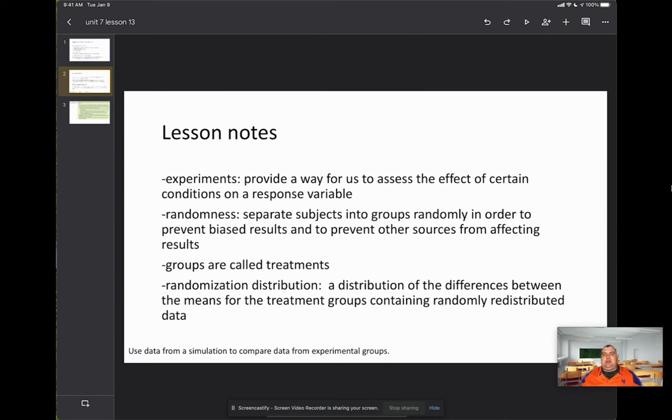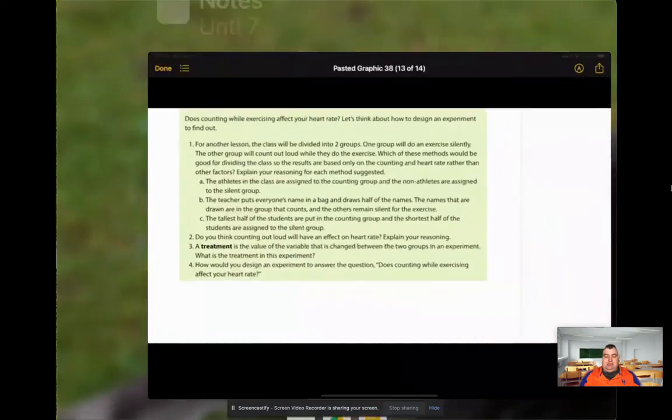Once you do that and you collect your data, you can do a randomization distribution. And we've seen examples of that before. A randomization distribution is a distribution of the differences between the means for treatment groups containing randomly redistributed data. Sometimes it might turn out to be a normal distribution, a bell curve, and sometimes it might not be. But that randomization distribution would allow us to make a conclusion, if we can make any conclusions based on the experiment. So, with that in mind, let's go ahead and go to the examples here.